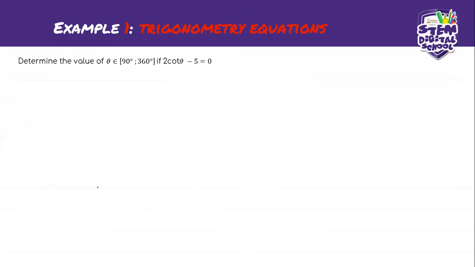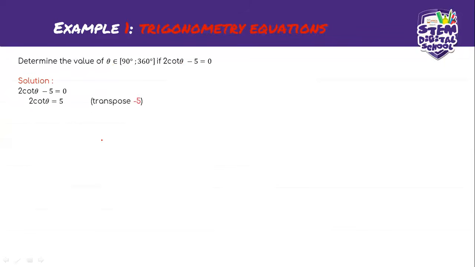Now we have example 1 on trigonometry equations. Now let's see what we have. Determine the value of theta if theta is an element of 90 degrees to 360, if 2 cot theta minus 5 equals 0. Let's see the solution. Our question.